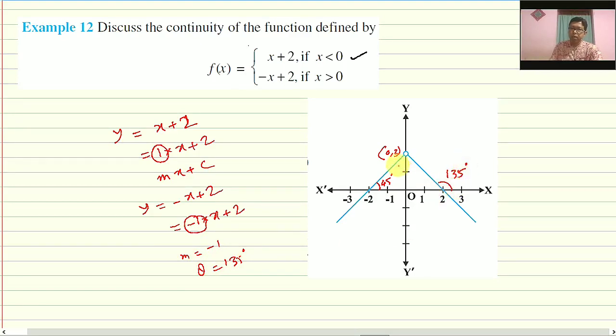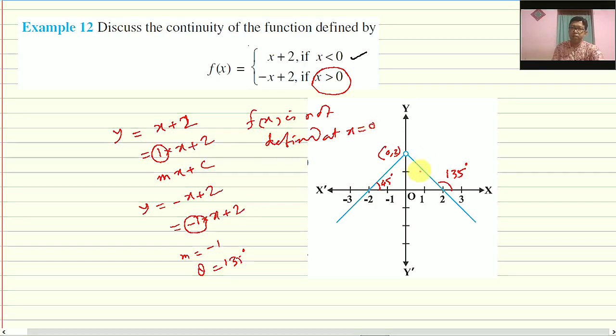And it will not go to the left side of the y-axis because it is given that your domain is x greater than 0. Only on the right side of the y-axis can the straight line be drawn. And nowhere is the equality sign given to 0. There is no x equal to 0 in the domain. That means the function is not defined at x equal to 0. f of x is not defined at x equal to 0.